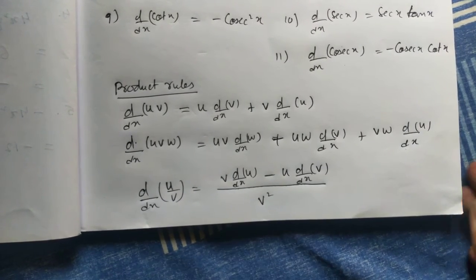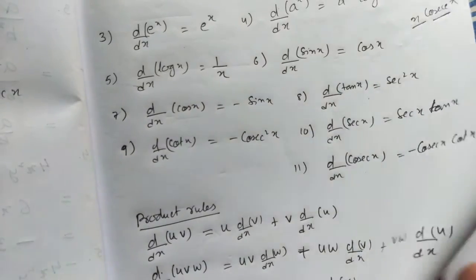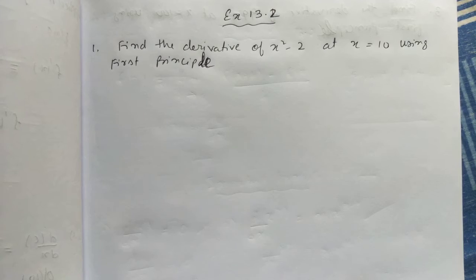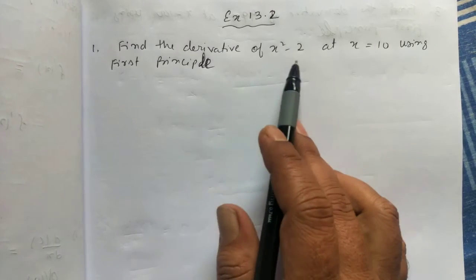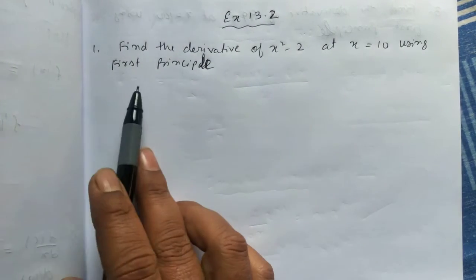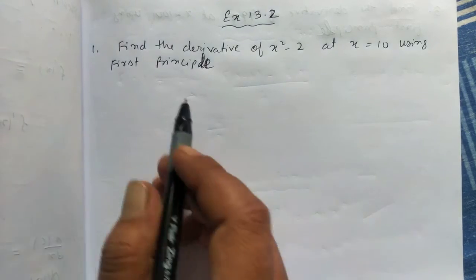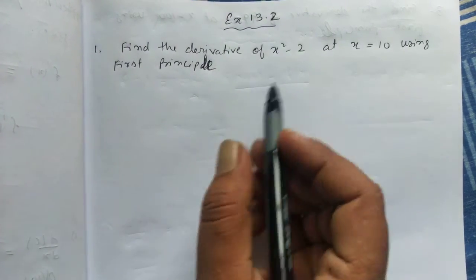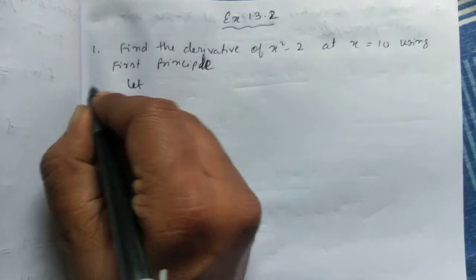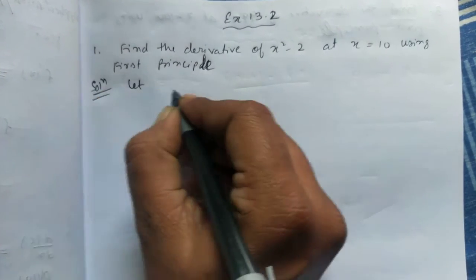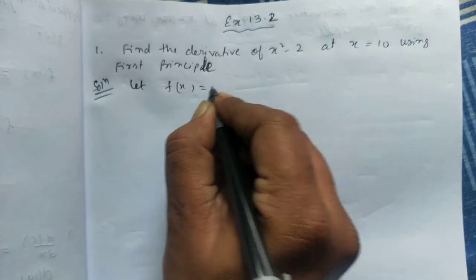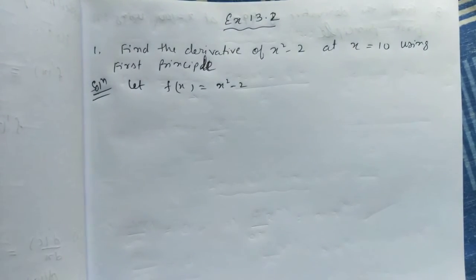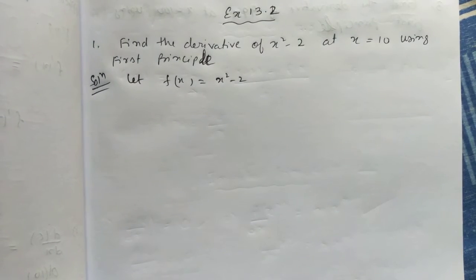Let us start question number 1. Find the derivative of x square minus 2 at x equal to 10 using first principle. So we're going to use first principle to derive this. Solution: let f of x equal to whatever is given, x square minus 2.